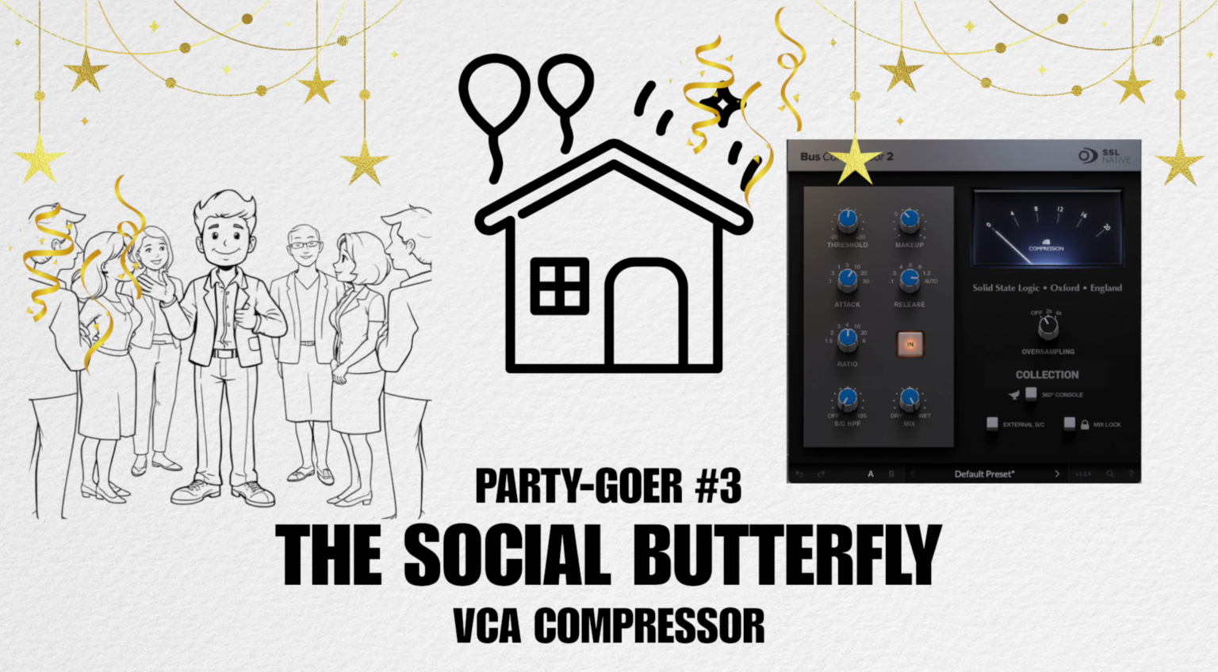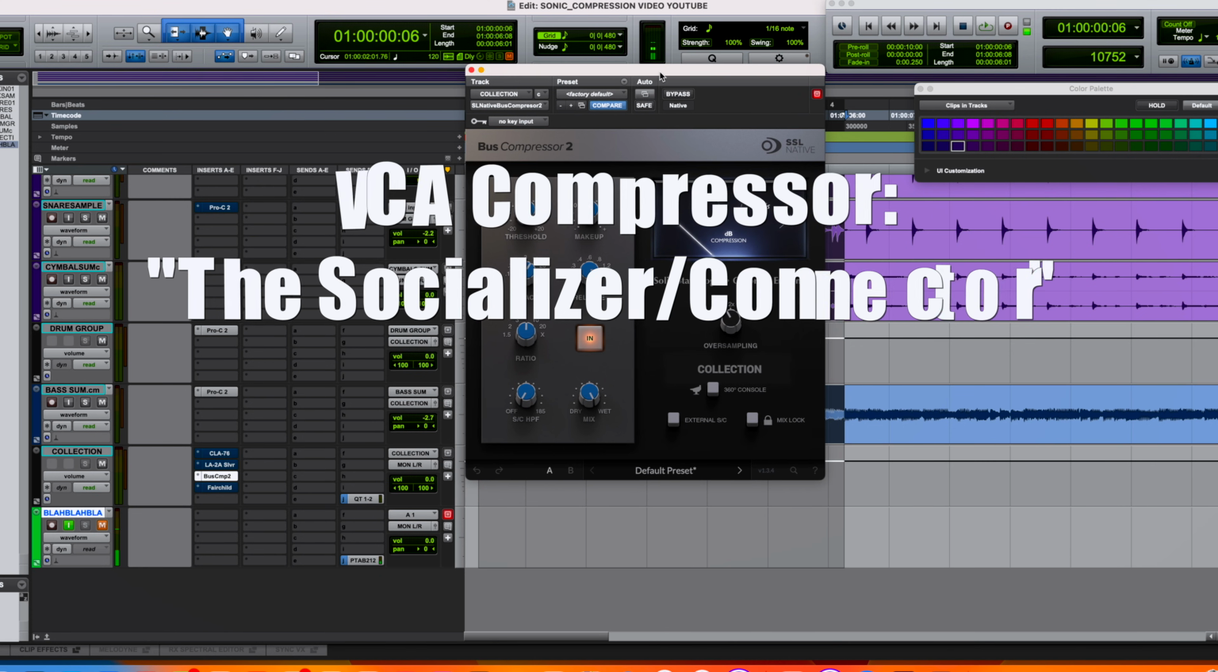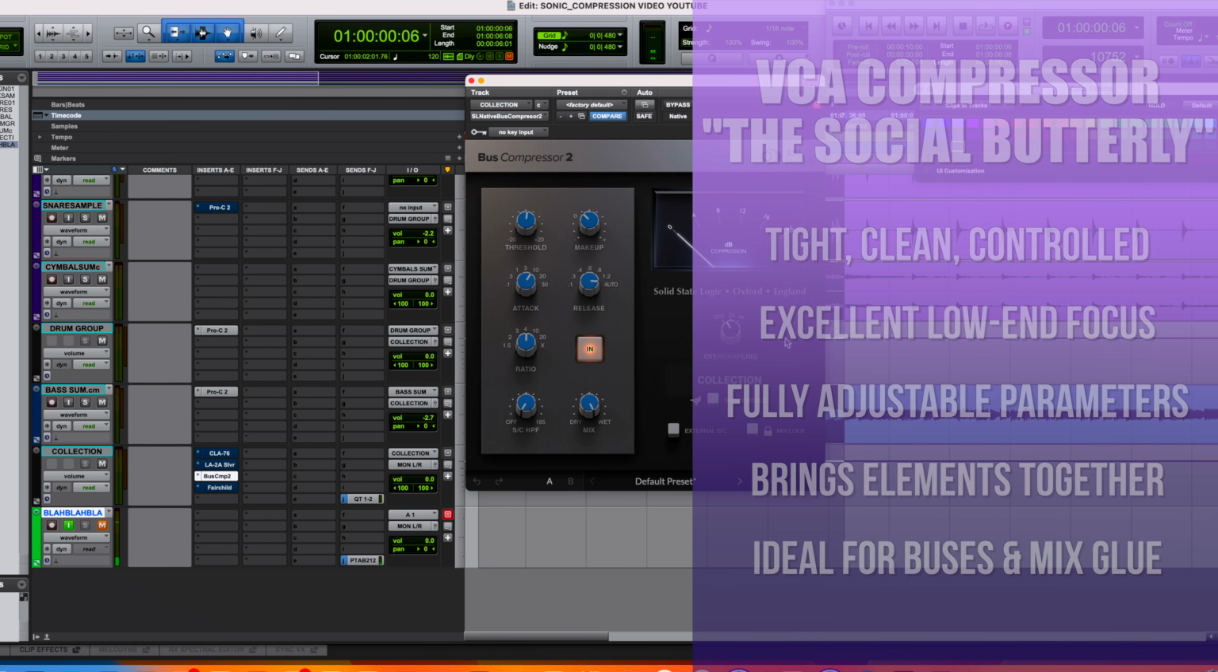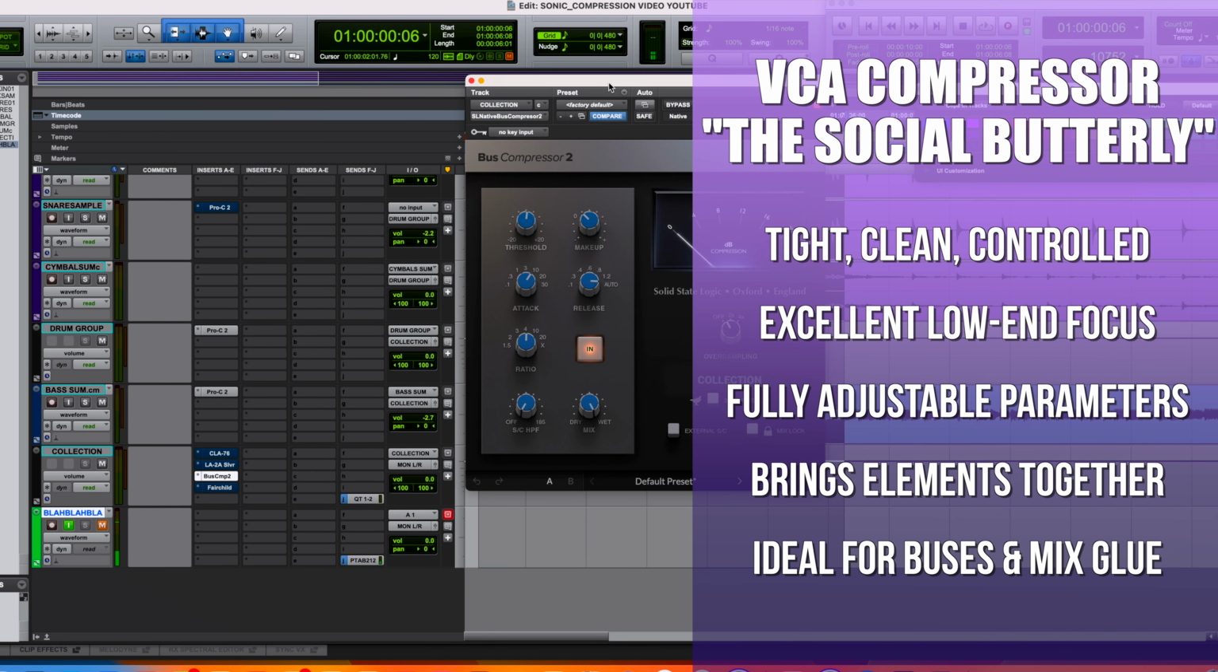A lot of you have heard the term glue before. I'm kind of over the term glue. The glue, right? Glues to mix together. It's the glue compressor. You need to relax. SSL has become the poster child for glue compressor.